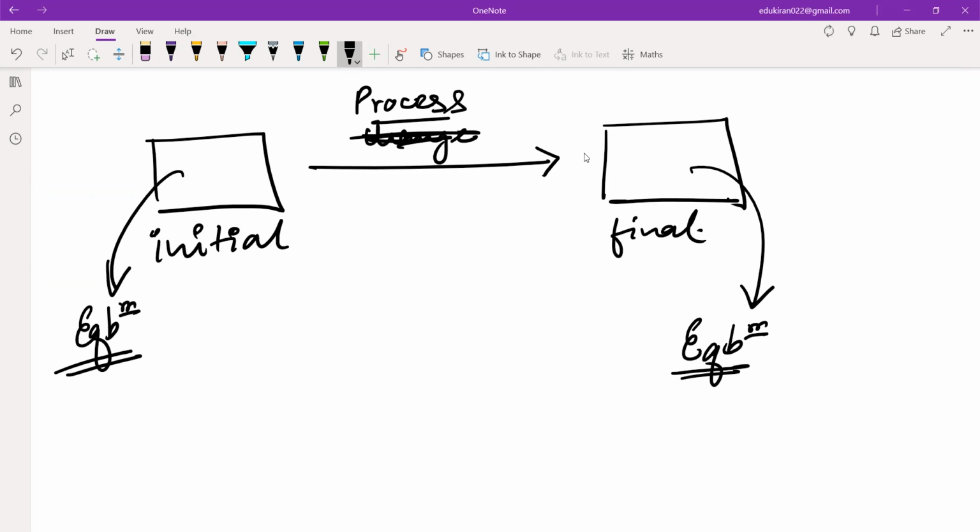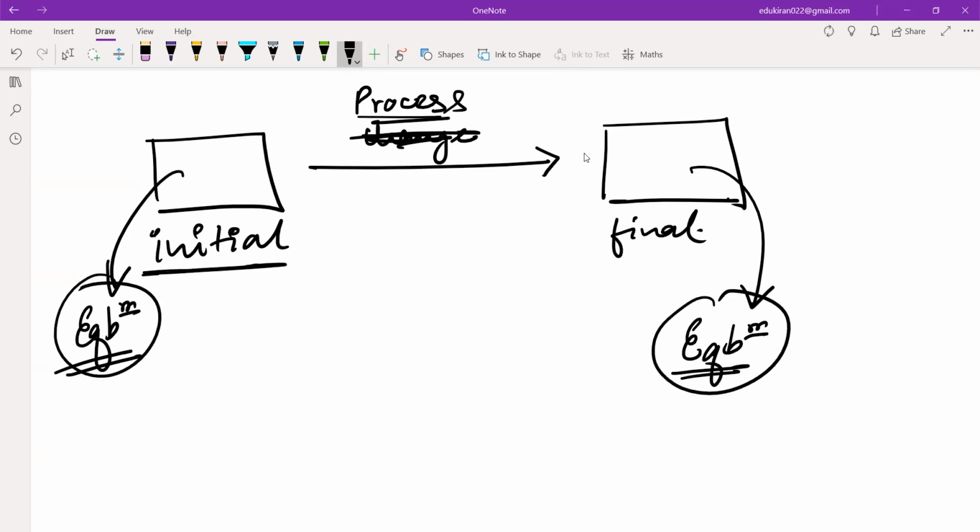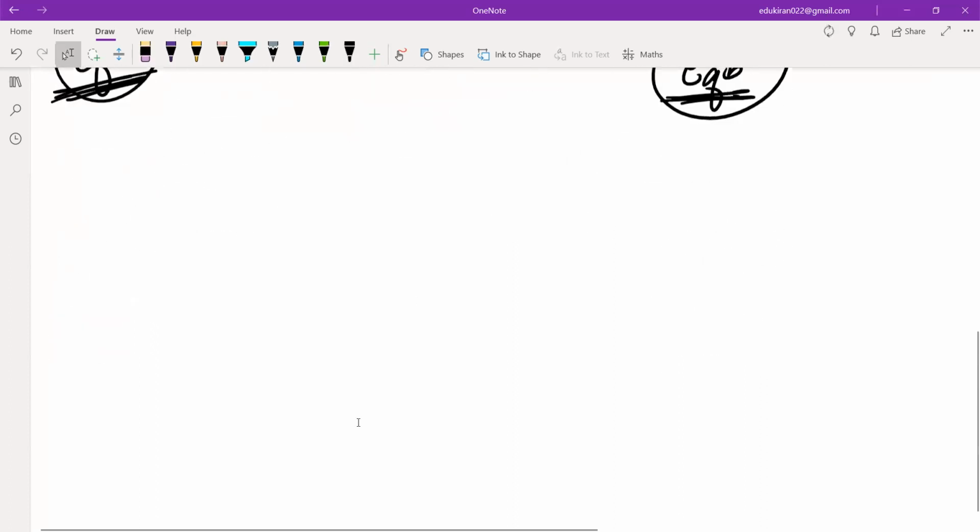Now there is some process which happens. What we are going to study are these states: the initial state, then some process, and then the final state. And then we will talk about what equilibrium is. So let me take an example like this.